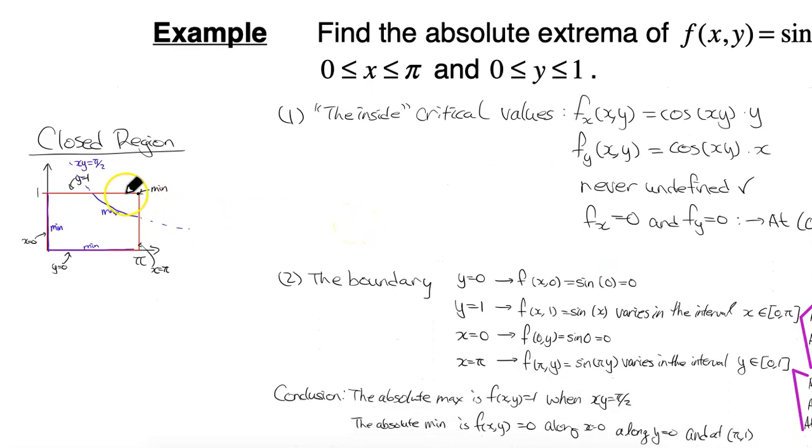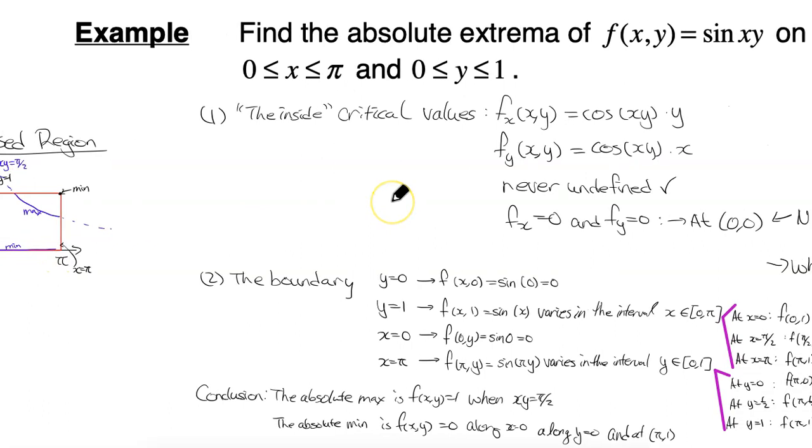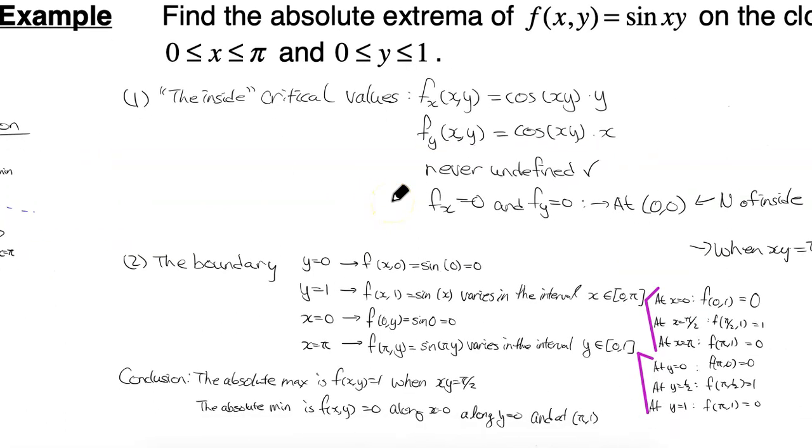So what we do first is we would want to sketch the region that we're looking at, and it's this red rectangle. Because this time it's a closed region, it's less than or equal to everywhere, we are going to have to split it into two cases. The first case is what's inside, basically the open region, and then secondly, the boundary around the open region.